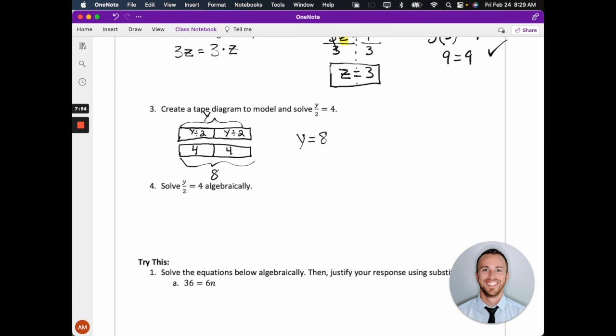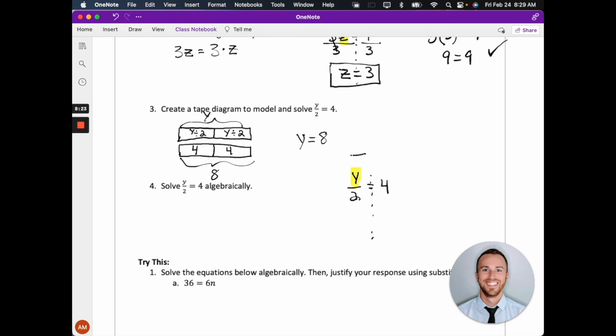All right, well, now let's take a look at how we do that algebraically, because that's the understanding of why this works. Now, here's what you're really going to be doing on the daily when you're trying to solve these. So we have our equation, y divided by 2 is equal to 4. We're going to do the same thing. We're starting on the side with the variable. In this case, my variable is y, so I'm starting on the left side of the equation.